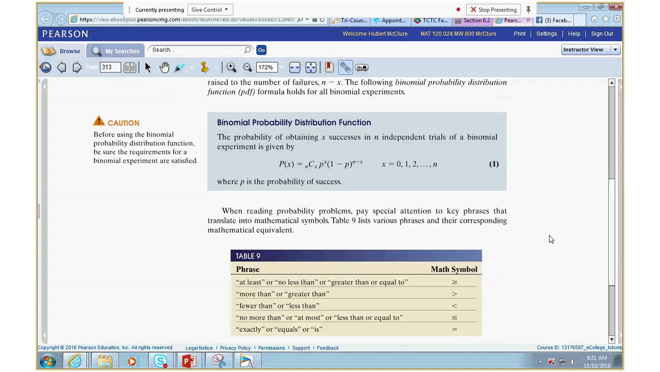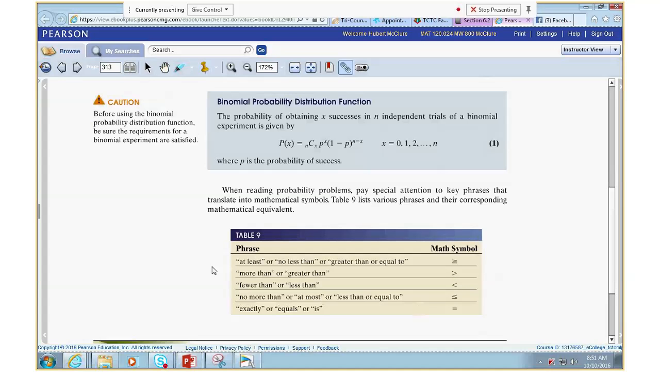Anytime you're given a binomial probability distribution function, meaning that you've got these math symbols, usually you're going to be given a sentence like: a quarter has been flipped 100 times, and there is a 0.2 probability that it falls on heads. What is the probability that it will fall on heads if I flip it 20 more times?